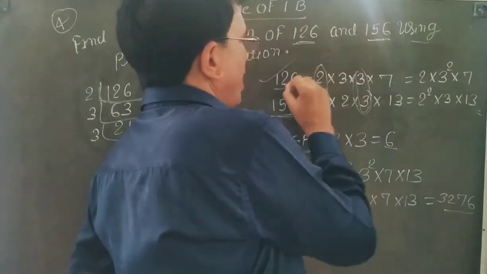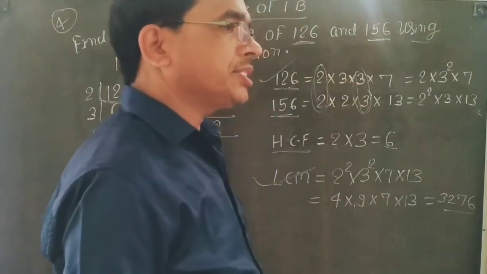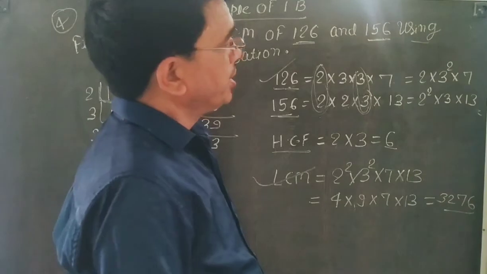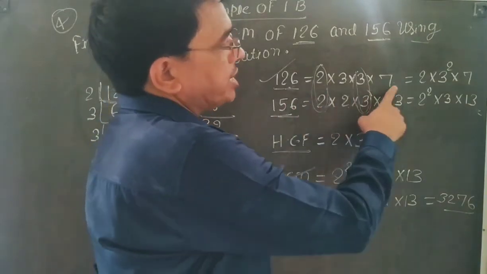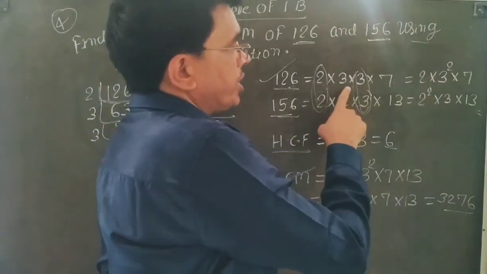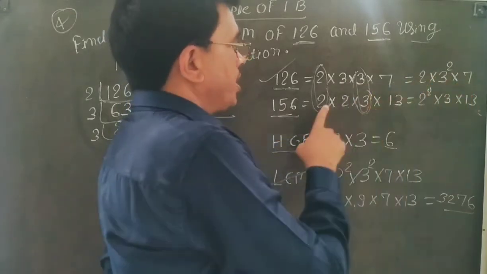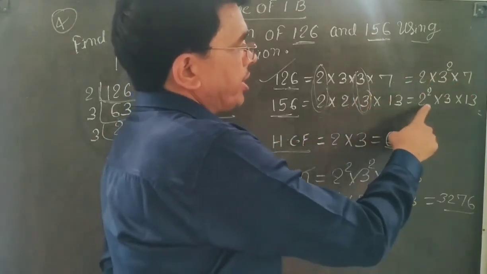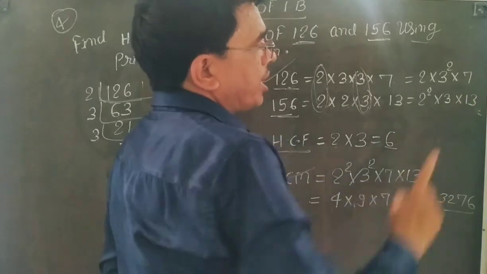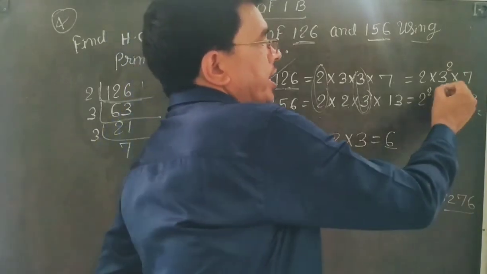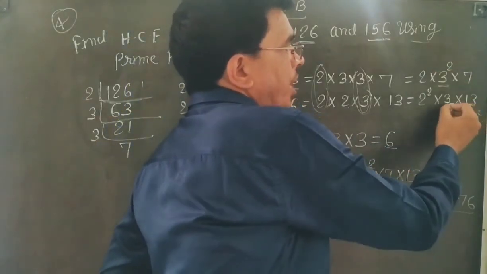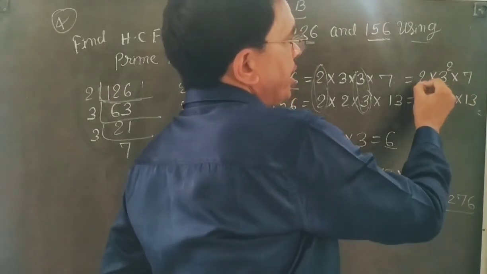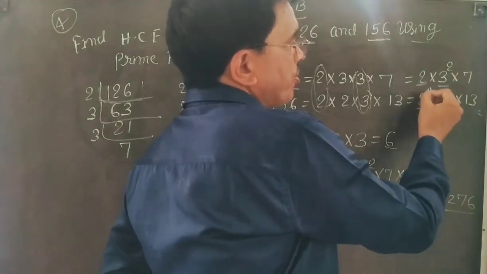First you write the prime factors in the form of exponents. So here it is 2, 3, 3, 7. Then you write 2 into 3 square into 7. Here write 2 into 2, 3 into 13. That is 2 square into 3 into 13. You find here 3 to the power 2 and here 3 to the power 1. Here is 2 to the power 1, here is 2 to the power 2.